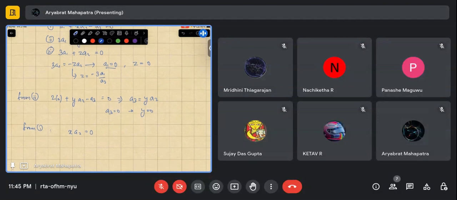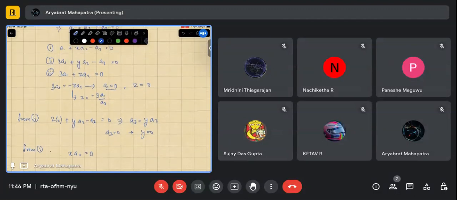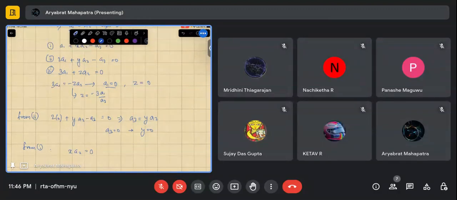Now we have already got y and z, so we only need x this time around. What you can do is take the difference between 2 and 1, that is x a2.